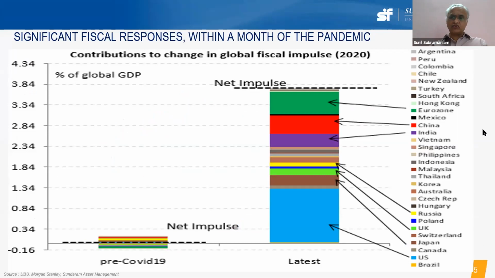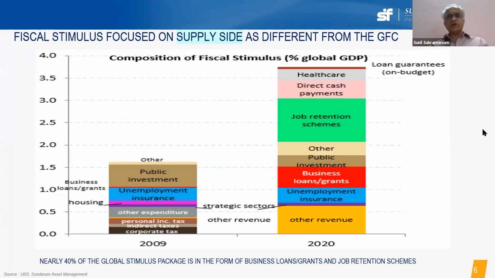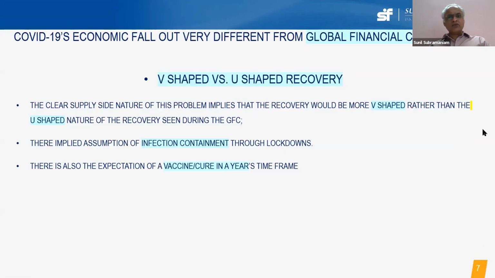The US led the way, China and Europe followed thereafter, directing their efforts towards the supply side of the world economy so that we could experience what was felt was a V-shaped recovery as people came back to work after the crisis was contained. So the expectation of a V-shaped recovery essentially hinged on the methodology used of lockdowns to contain the infection in specific geographies, both in the world and in our country, as you will see in a little bit.